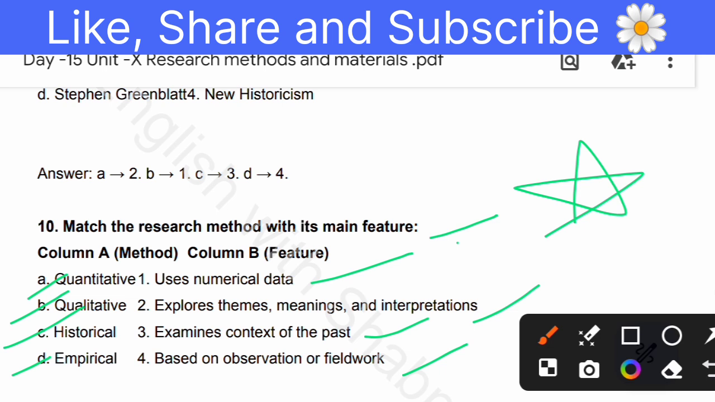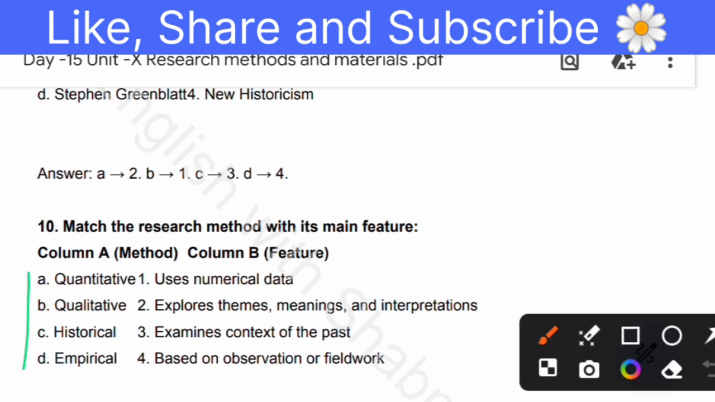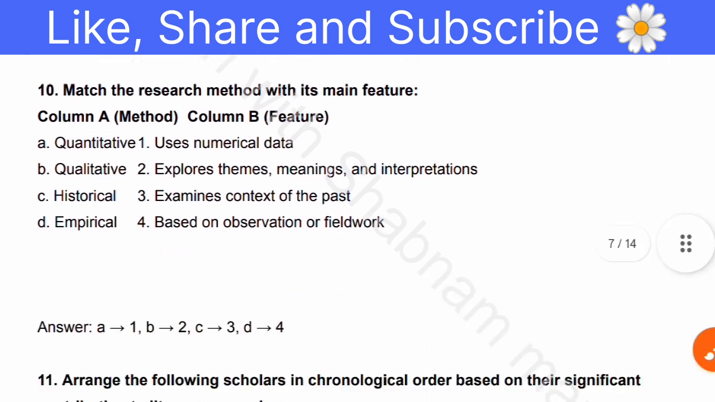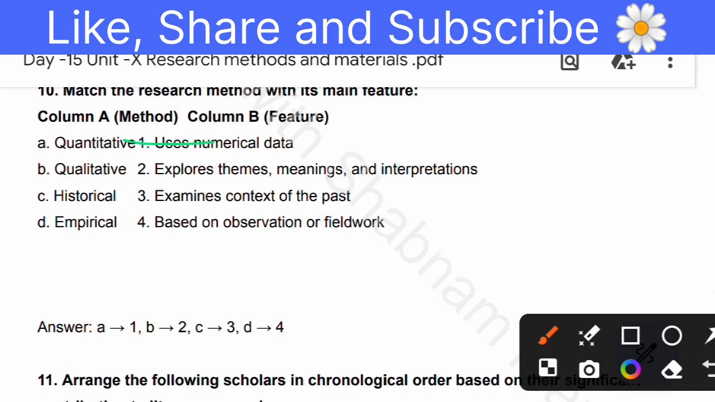Here are the methods and these are the features. You have to guess the correct match. Correct answer of this question is A. You have to match A with first, B with second, C with third, and D with fourth. The answer is given. So quantitative uses numerical data, qualitative explores themes, meanings, and interpretations like literature, historical examines context of the past, and empirical is based on observation or field work.